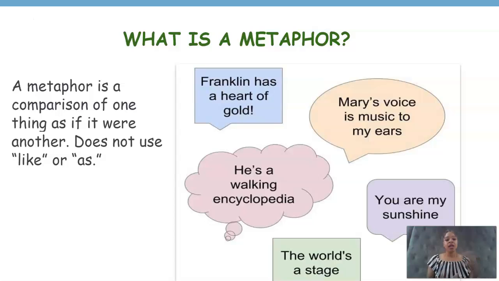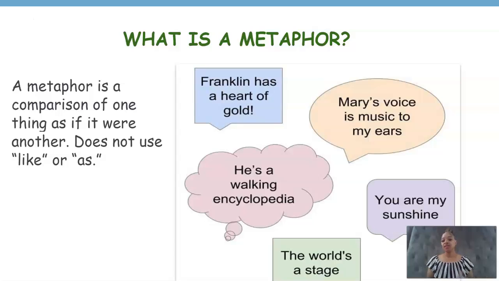So we know that a simile uses like or as. The difference between a metaphor and a simile is that a metaphor does not use like or as. So anytime you're comparing something, you're just comparing them without using those like or as. So that's how you'll know that it is a metaphor.